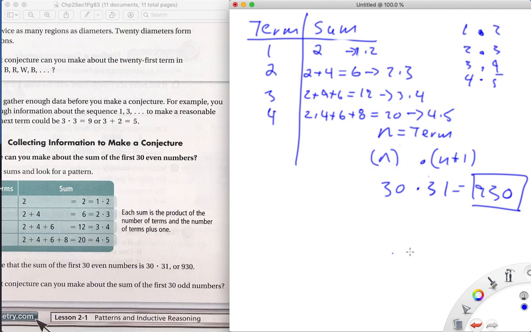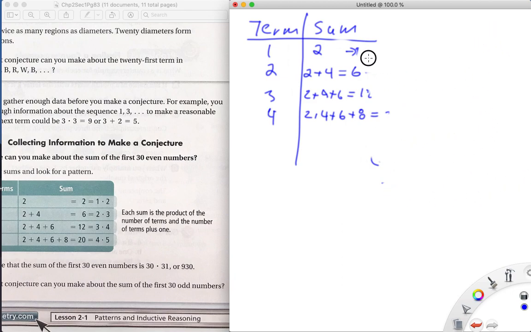So it says, what can you conjecture about the sum of the first odd numbers? So let's take a look at that. The first odd numbers. So it would be 1. This one would be 3. No, 1 plus 3. So it would be 1 plus 3 plus 5. So it would be 1 plus 3 plus 5 plus 7.